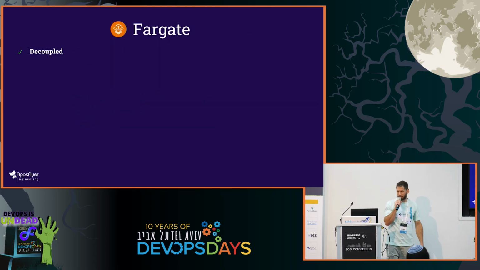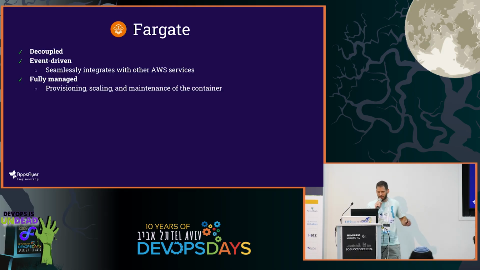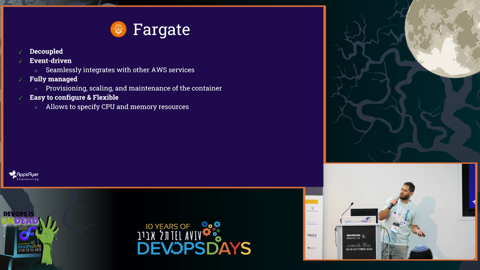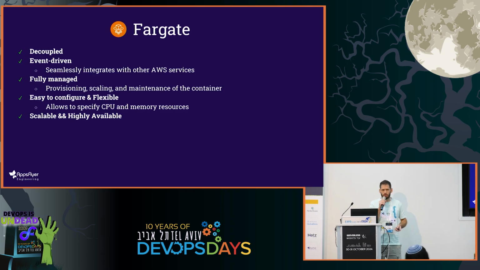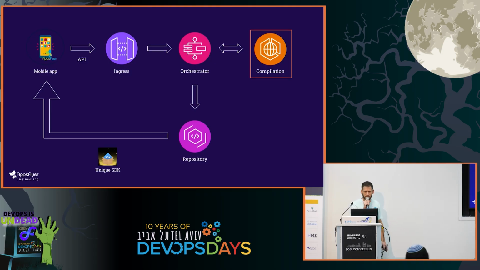So again, why Fargate is great. It's decoupled, it's event-driven, and you can seamlessly integrate it with other AWS services. It's fully managed. We didn't have to handle all the provisioning, scaling, and maintenance of the container. Easy to configure and flexible, allowing more CPU and more memory, really, really easy. And scalable and highly available. We're talking lots and lots of data, so we have auto-scaling and cost efficiency, pay as you go. So every time you use it, you pay. And basically, that's the compilation component.